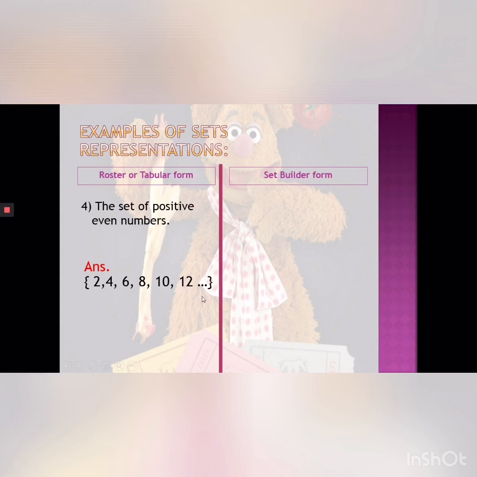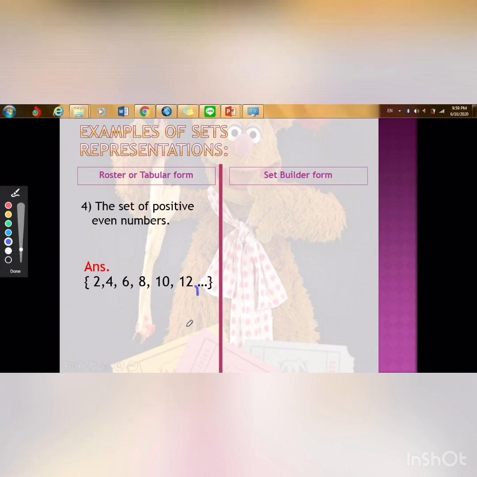So it looks like this: 2, 4, 6, 8, 10, 12, and then comma. Sorry, I forgot to put a comma. Always remember that you have to put a comma. There you go, comma. And then there will be dot dot dot because it is an even number, so it goes on to the positive infinity.